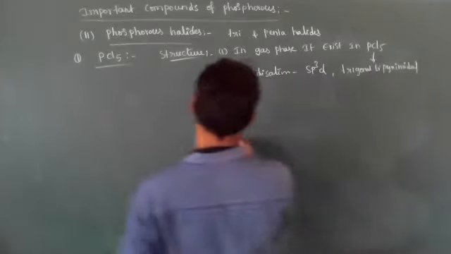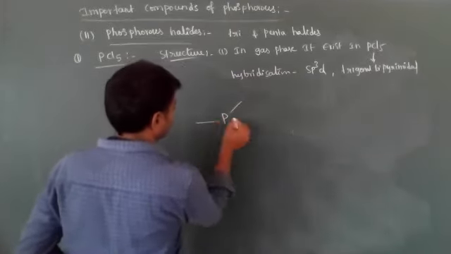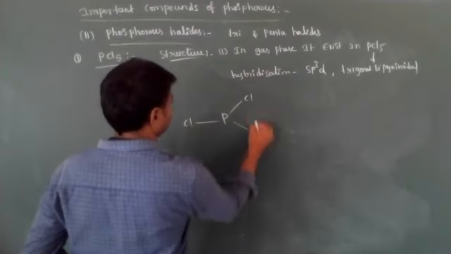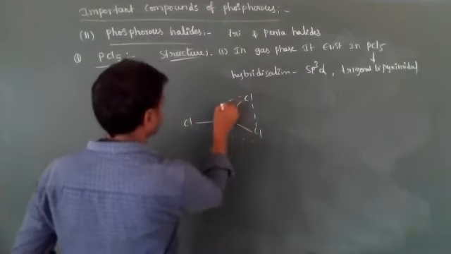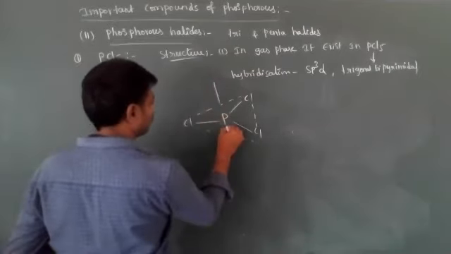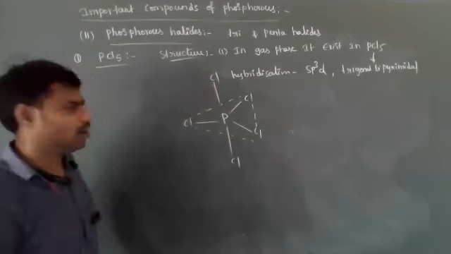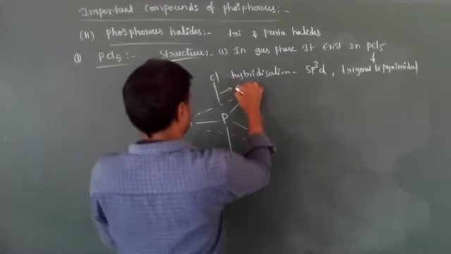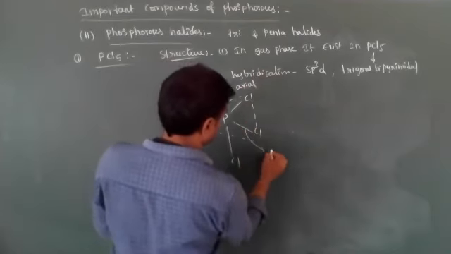Trigonal bipyramidal geometry. Once you observe that phosphorus is the central atom, the structures were already discussed in the chemical bonding chapter. So 3 chlorine atoms are in the plane, and the remaining 2 chlorine atoms are above the plane and below the plane. These are called axial bond lengths. Axial, and these are the equatorial.